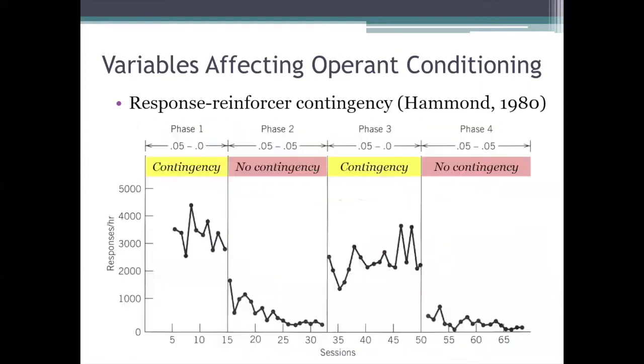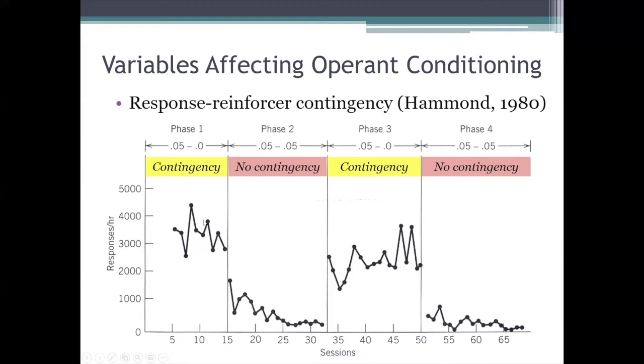Now, here are Hammond's results. We're looking at the rate of bar pressing here, right? Responses per hour. So how many times per hour are the rats pressing the bar? And as you can see, whenever that contingency was in place, whenever pressing the bar made water more likely to occur as a consequence, then we see the animals performing the response.